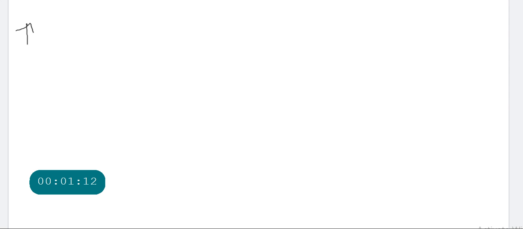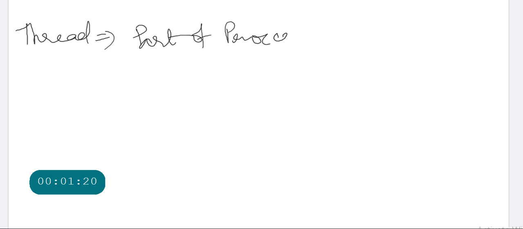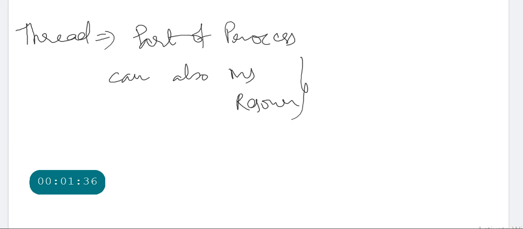So now let's see what is a thread. Thread is nothing but a part of a process. A thread can also have memory space and resources. So these resources are shared among the threads. The memory space and resources are shared among the threads.